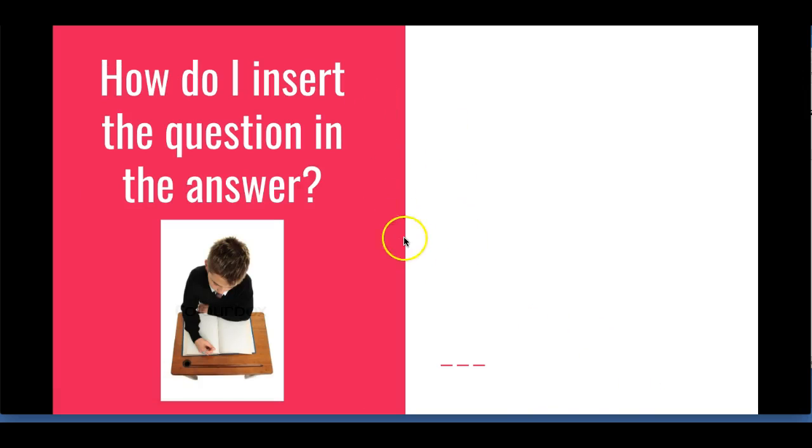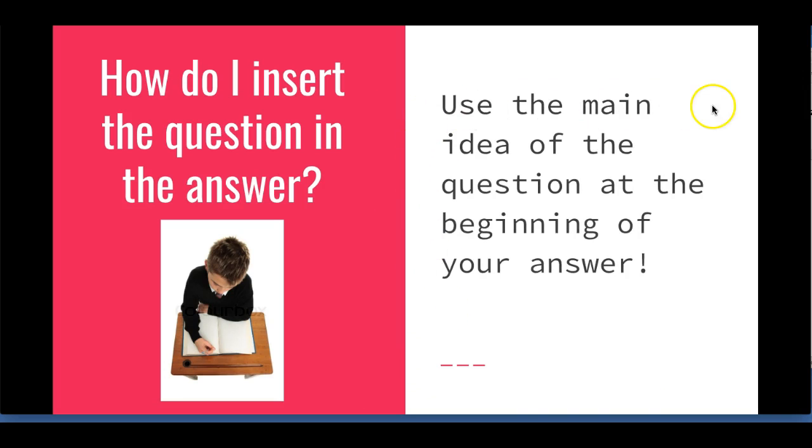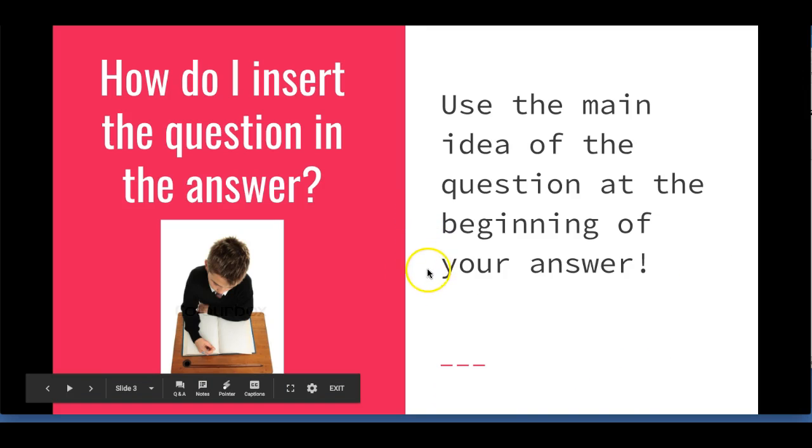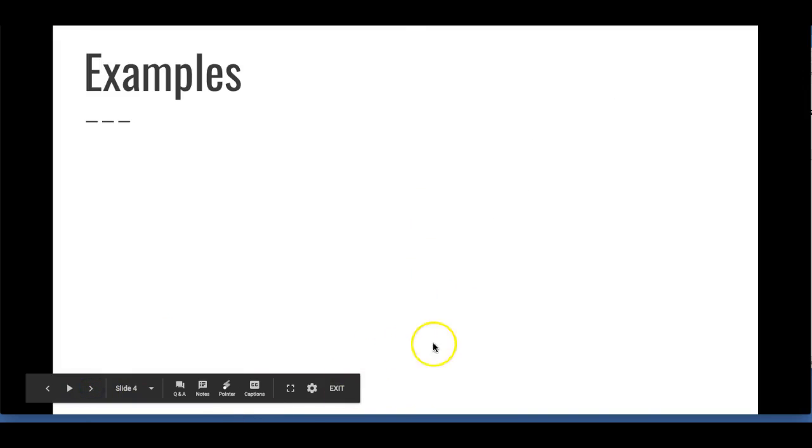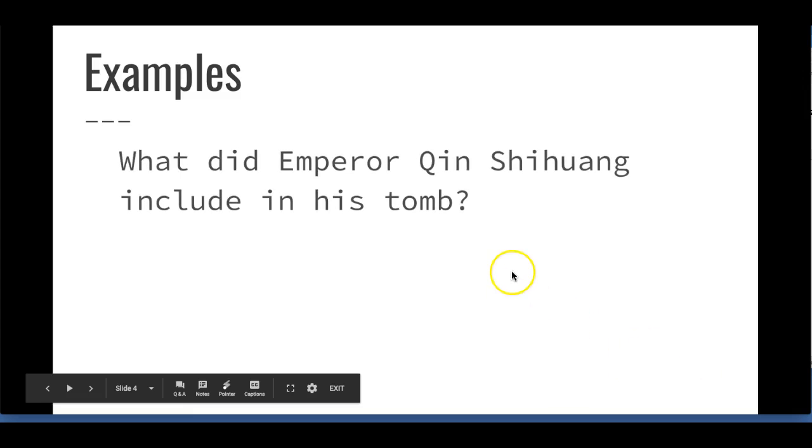So, how do I insert the question in the answer? Well, you're going to use the main idea of the question at the beginning of your answer. So first, when you look at the question, you have to figure out what the main idea is, pull that out, and then place it at the beginning of your response. Now, in a few of the examples, I'll show you how you can put it at the end of your response. But if you're a beginner sentence writer, you might always try to put it at the beginning of your sentence. All right, so here we go with a couple of examples.